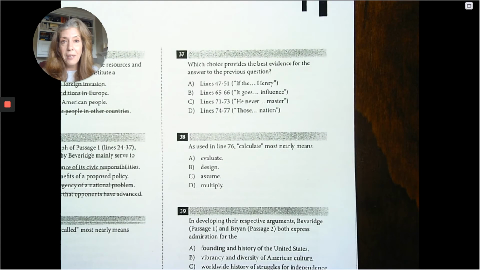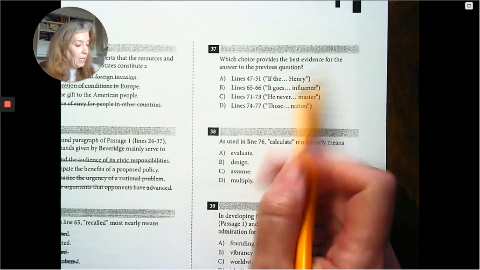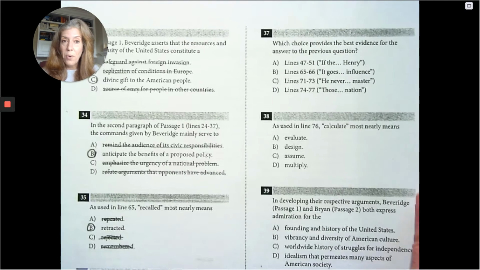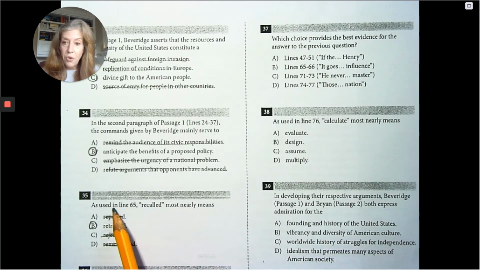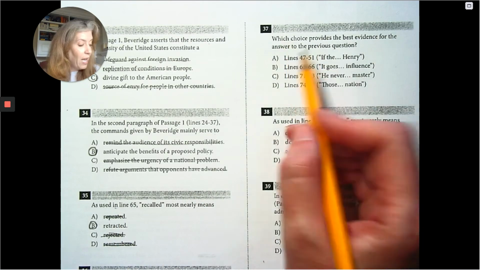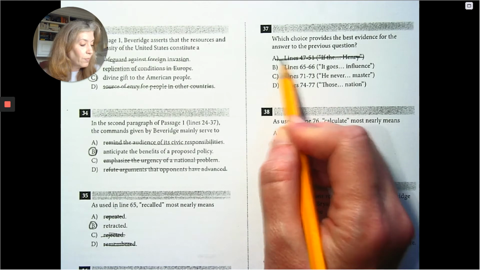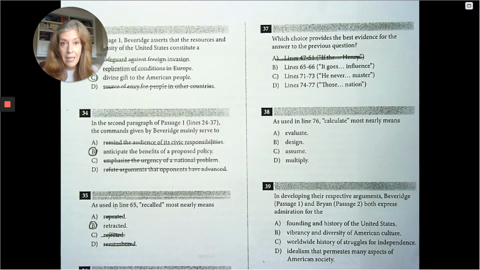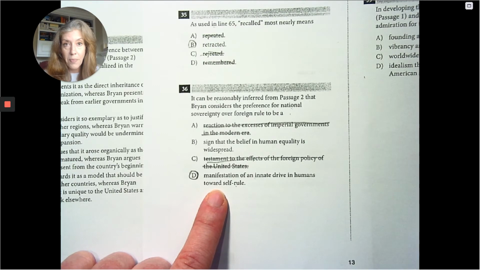We do have to look back. Unfortunately, we have to look back very quickly for best evidence. But before we look back, I want to remind you about our question order rule. Question 35 happened on line 65. And since question 35 happened on line 65 and we're on question 37, I can automatically get rid of this one. Most likely, I could get rid of D as well, but let's see how we do. Again, we're looking for evidence that supports this innate drive in humans to rule themselves.